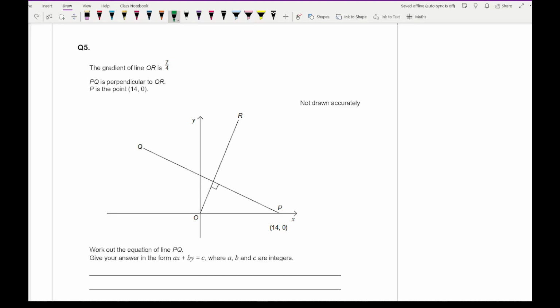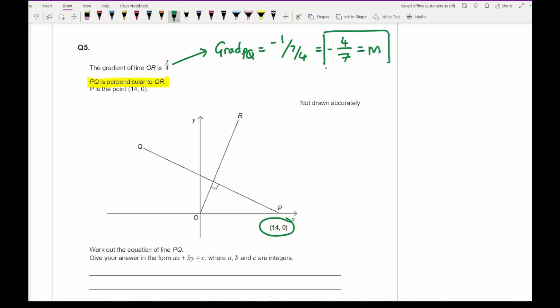So here we can see that we've got our point, which is (14, 0), and we then need to work out the gradient. So the gradient of PQ, as it is perpendicular to OR, means that the gradient is going to be minus 1 over 7 over 4. Now when you're doing the reciprocal of a fraction, all you need to do is simply flip the fraction, and because we're doing it by minus 1, it's going to be minus 4 over 7. So that is my value of m.